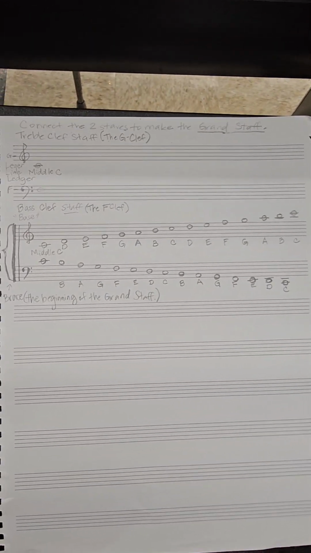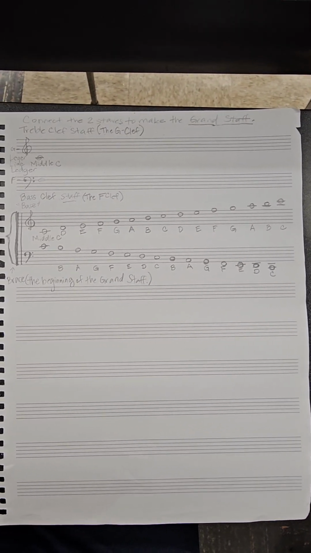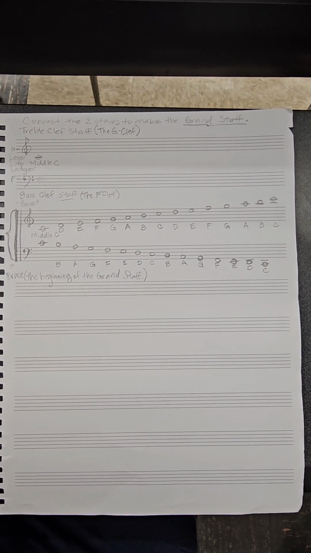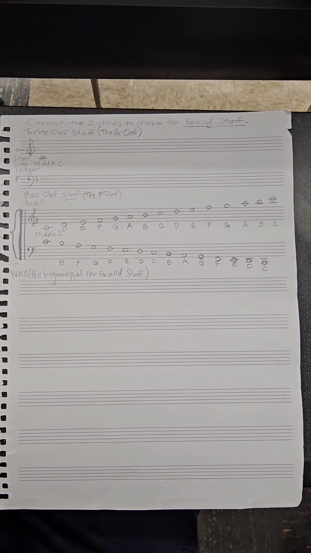It is a C. And that's a wrap for your grand staff and the ledger lines off of the staff, off the ledge of the staff.